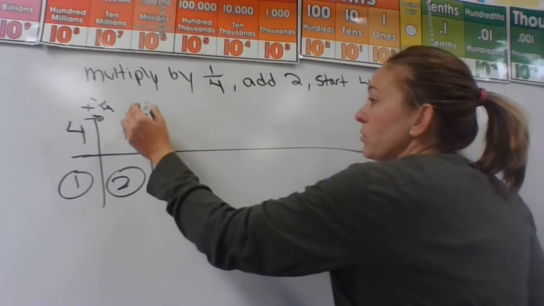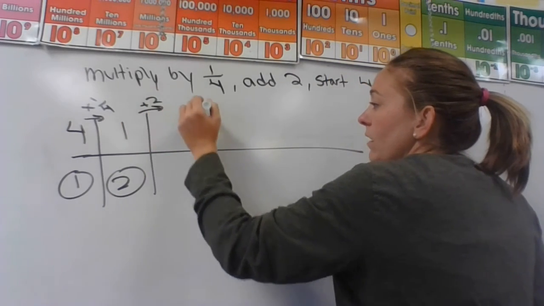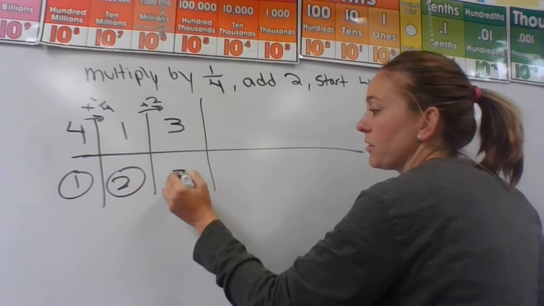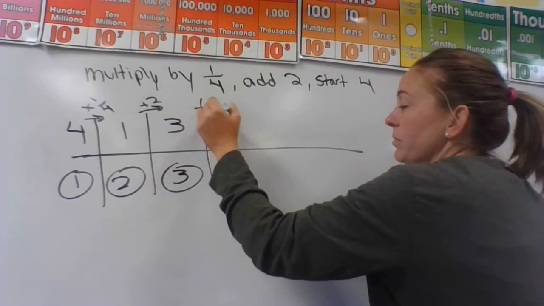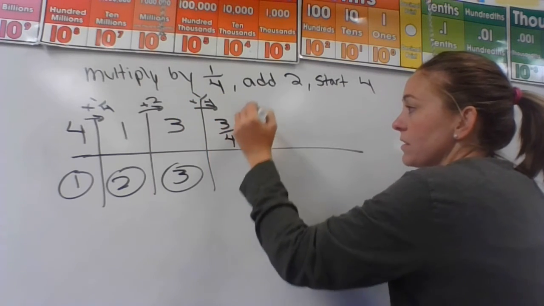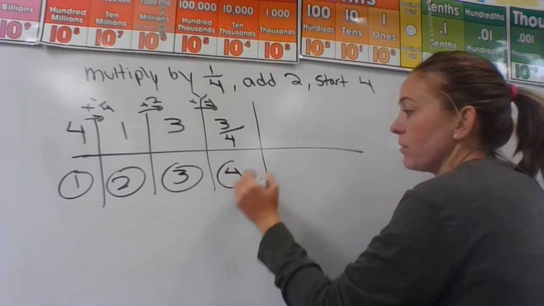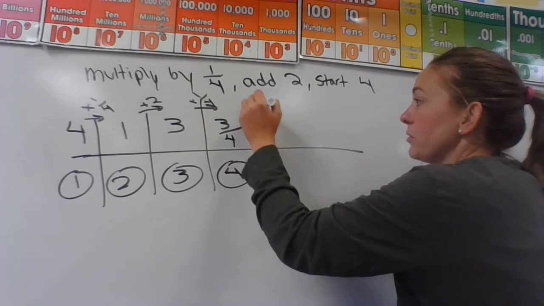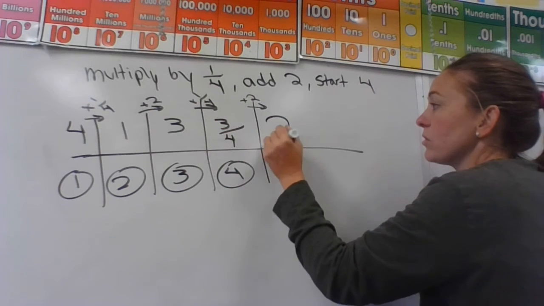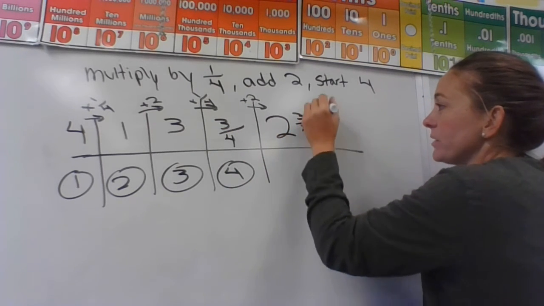And then we're adding 2 to it. So 1 plus 2 is 3. And that'll be our third term. And then we multiply by 1/4, which would be 3/4. That would be our fourth term. And then we add 2 to it. 2 wholes plus 3/4 gives us 2 3/4. Ooh, now it's starting to get tough.